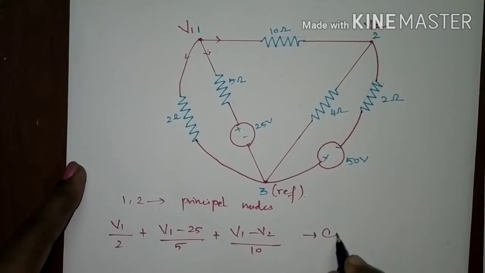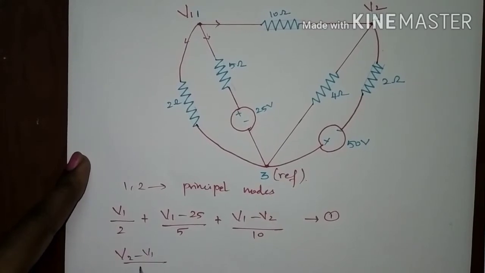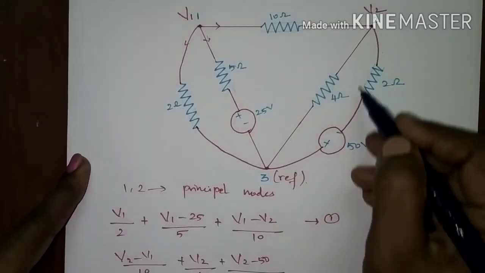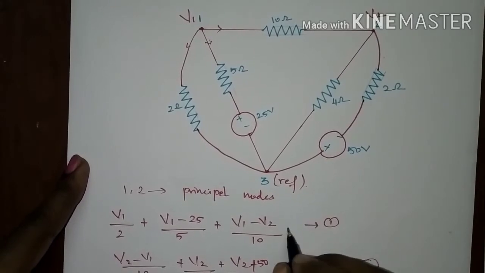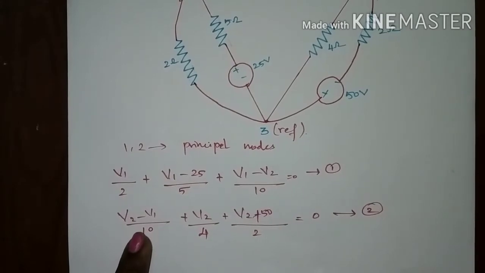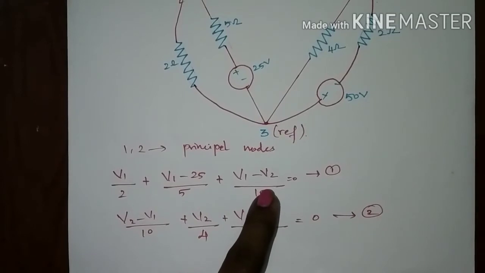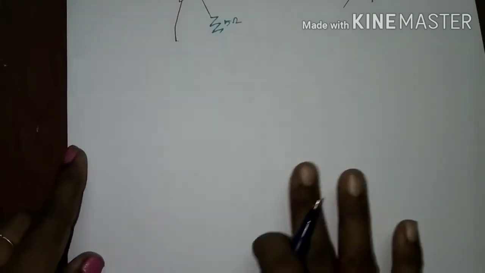This is the first equation, and the second nodal equation would be (V2 minus V1) divided by 10 plus V2 divided by 4 plus (V2 minus 50) divided by 2. Here the voltage has been reversed, so (V2 plus 50) divided by 2 is equal to 0. This is the second nodal equation. By using these we can form the matrices. Taking V1 common, you will get the first self resistance term. If you take V2, this is the resistance which is common to the first and second node. So I will write the matrix format.